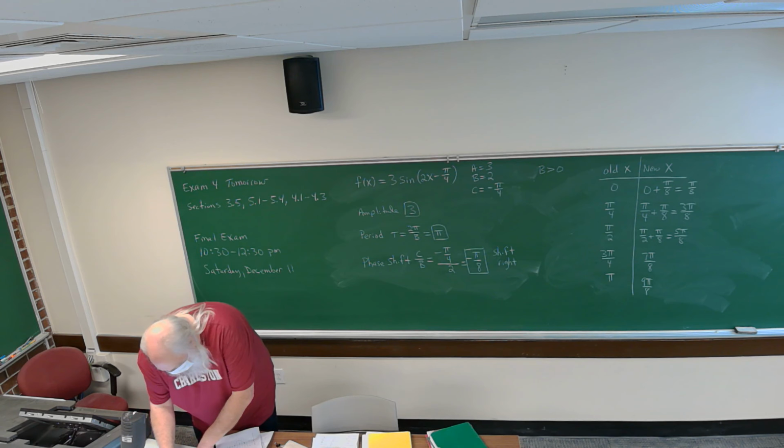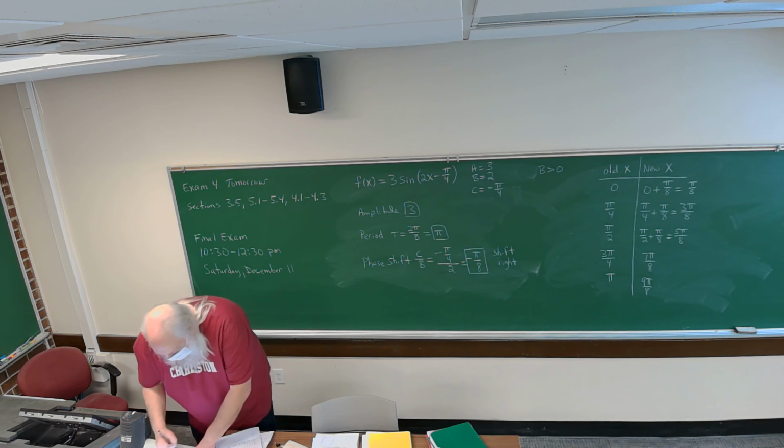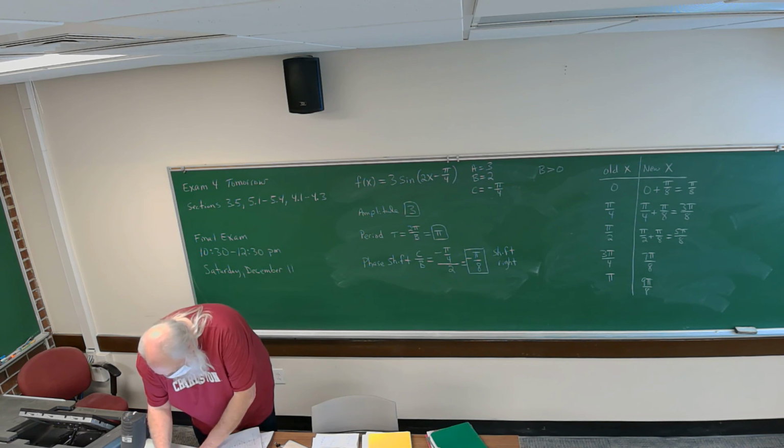Well, pi over 8 is halfway between 0 and pi over 4. Right? So this is where pi over 8 is. And then here's where 3 pi over 8 is. Halfway between pi over 4 and pi over 2. And here's where 5 pi over 8 is. And here's where 7 pi over 8 is. And here's where 9 pi over 8 is. Okay.